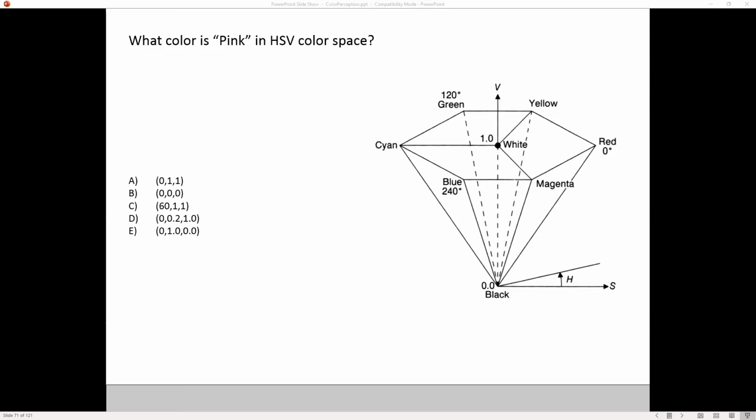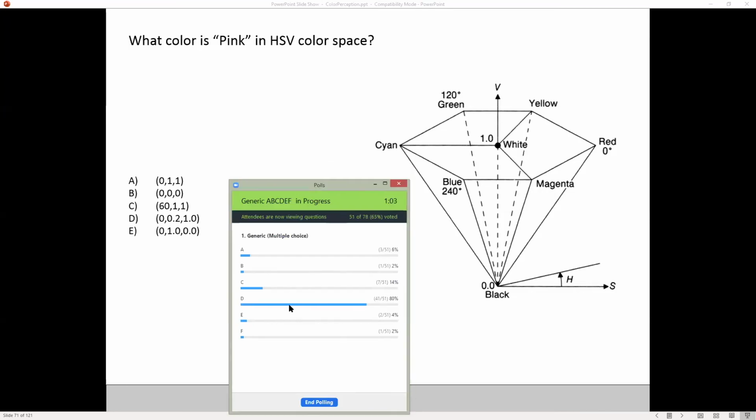Okay, so let's see what you guys think for pink. So we have most answers for D, so let's go take a look at D. So this is the hue, so we're in the direction of red. Saturation is 0.2. So we're not all the way at the perimeter. That would be 1, but neither are we all the way in the middle at 0. We're part way. We're sort of closer to white in the red direction. So a little bit reddish white, if you want to say that. And then value 1, meaning very bright. So a bright, sort of reddish white. Yeah, that sounds like pink.